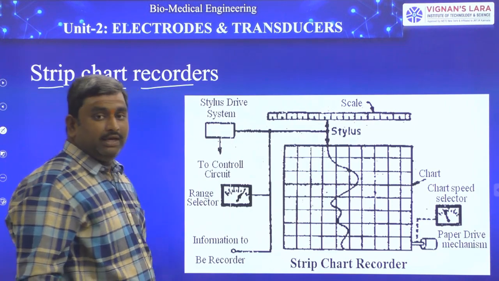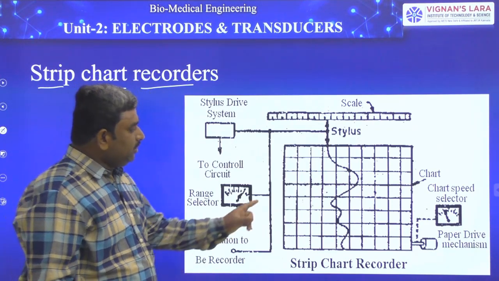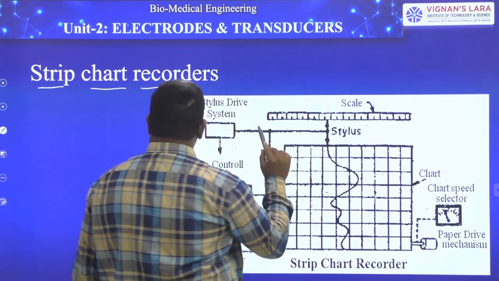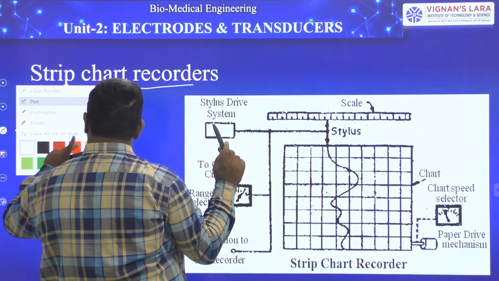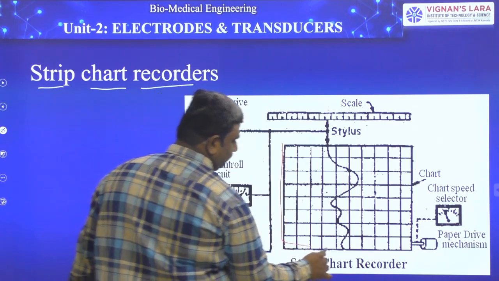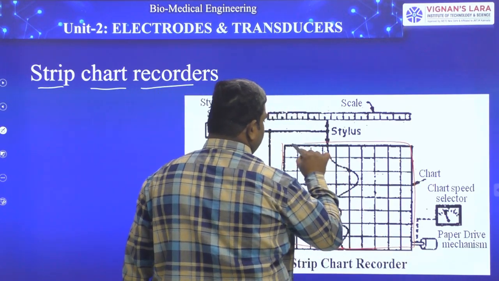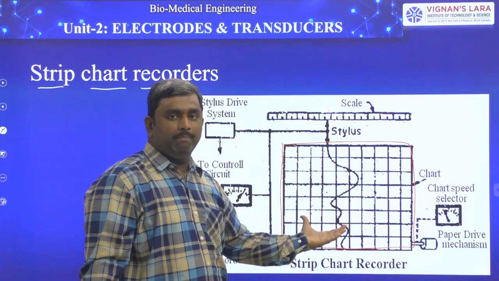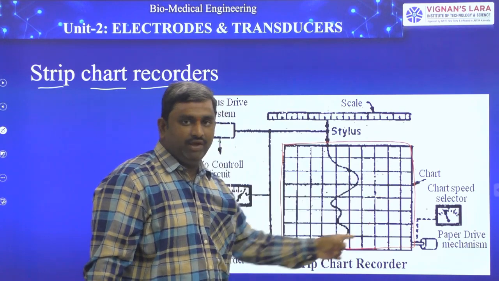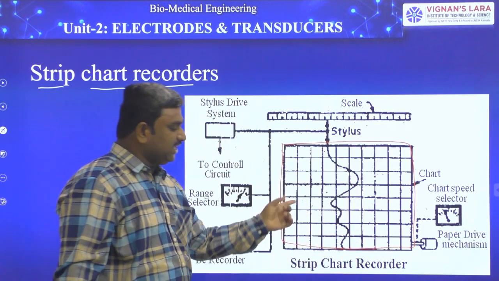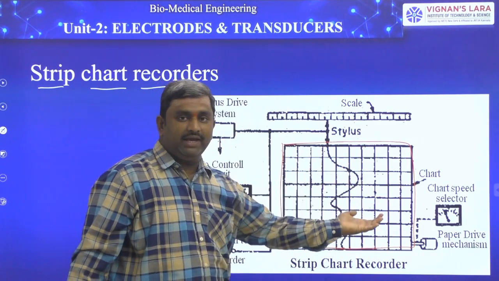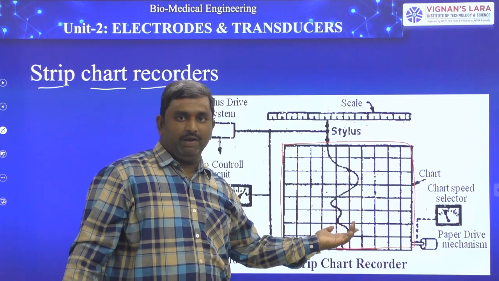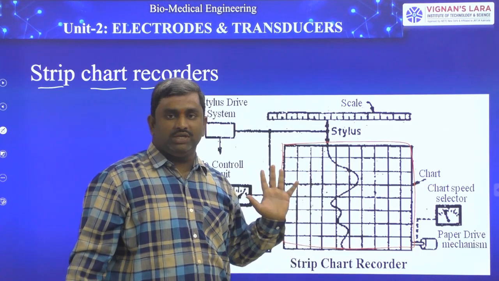See here carefully. In this diagram, you can see some boxes. This is the first part of the image. This is the graph paper. This box consists of a lot of squares, and it looks like a graph paper. On this graph paper, we have to store some information.